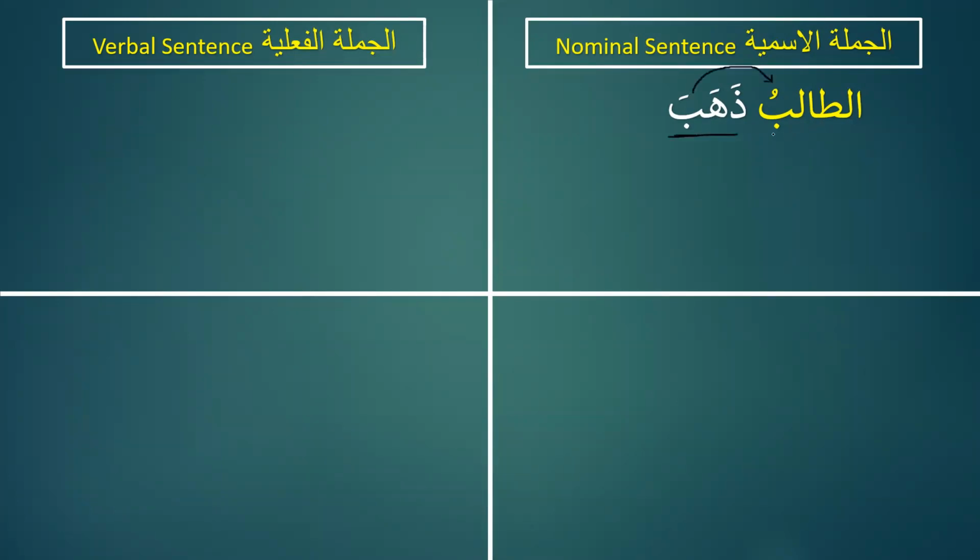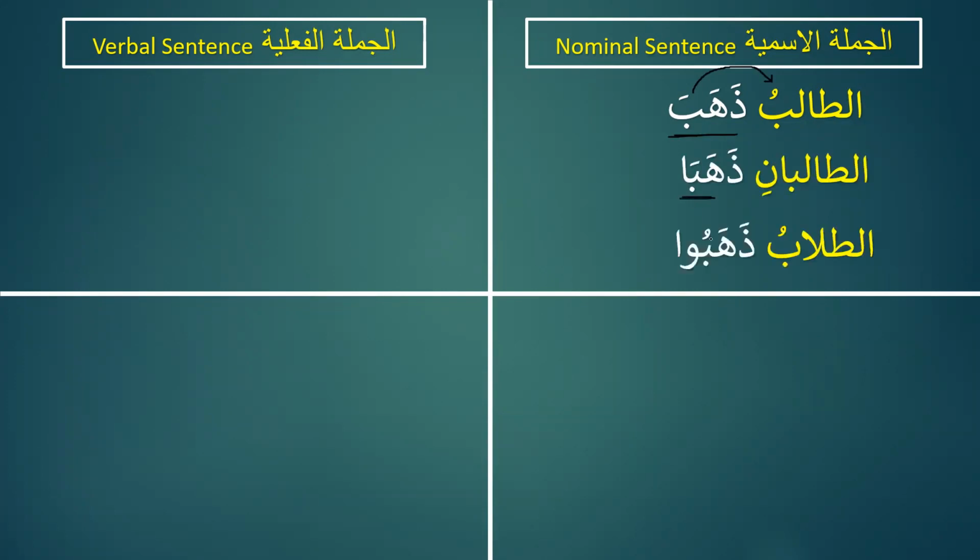For example, talib is 1. So we will use the past tense conjugation dhahaba. And if we have talibani, 2 students, we have to use the past tense conjugation dhahaba. And if we have at-tullabu, we will say dhahabu. So if the sentence starts with the noun and the predicate is a verbal sentence, then the verb has to follow the noun.